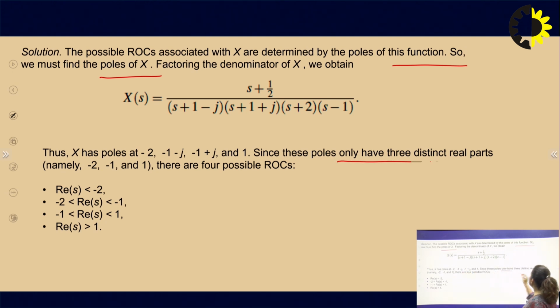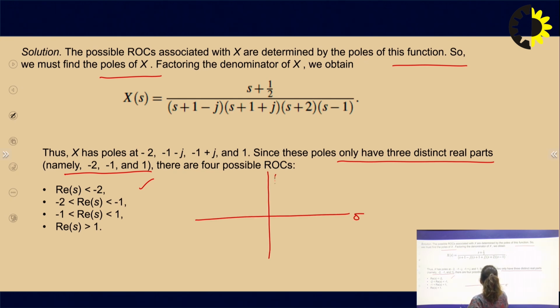Since these poles only have three distinct real parts, that is -2, -1 and 1, there are four possible ROCs, that is real of s less than -2. Because if we draw this, this is sigma, this is j omega, suppose this is -1, -1 plus j, suppose this point, -1 minus j, suppose this point. And at -2 there is a pole and at 1 there is a pole.